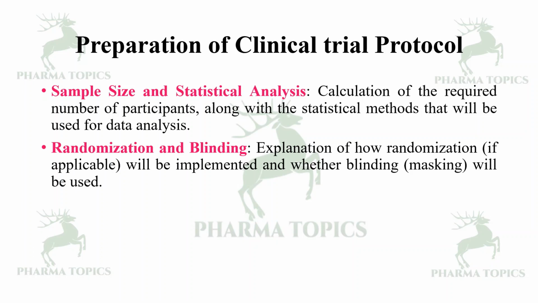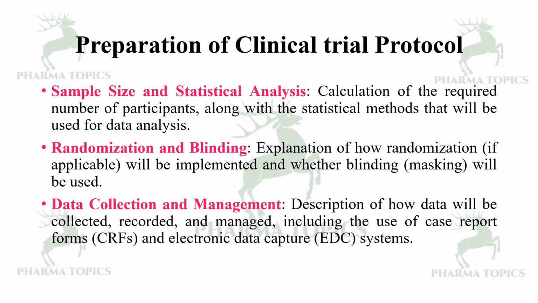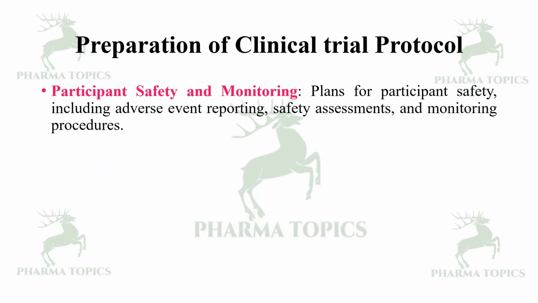Then randomization and blinding. Explanation of how randomization will be done, if applicable, will be implemented, and whether blinding or masking will be used. Then data collection and management. It should have a description of how data will be collected, recorded, and managed, including use of case report forms and electronic data capture systems. Then participant safety and monitoring. It should have the plans for participant safety, including adverse event reporting, safety assessments, and monitoring procedures.